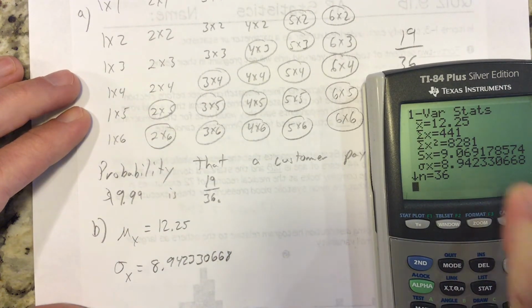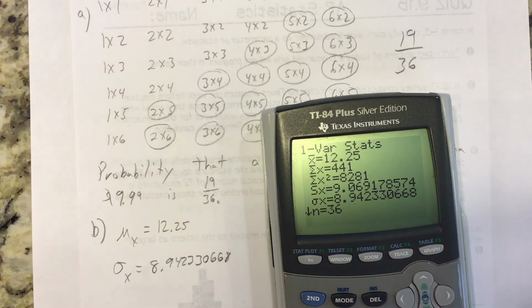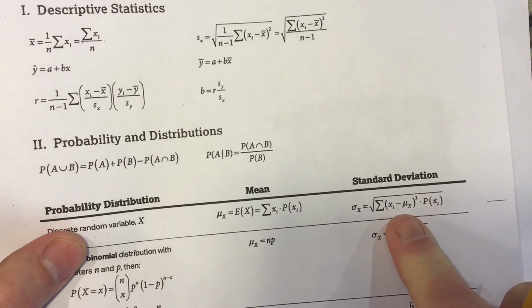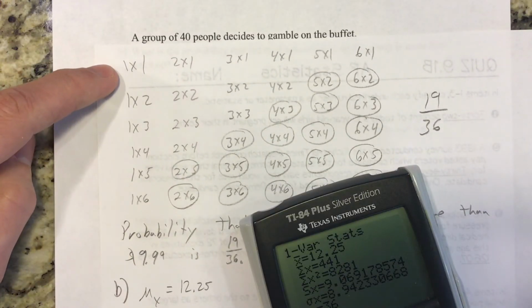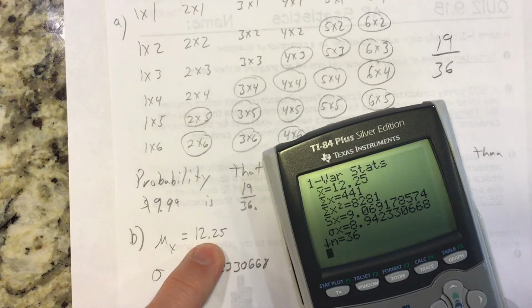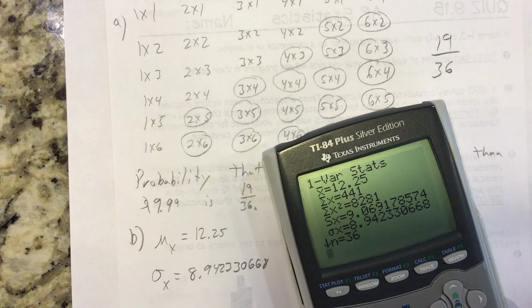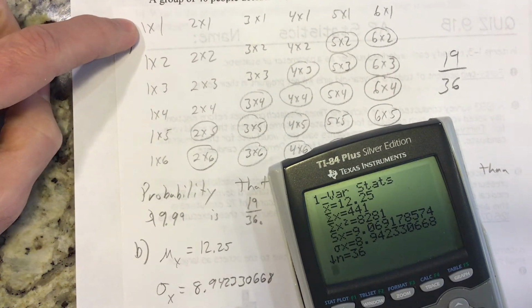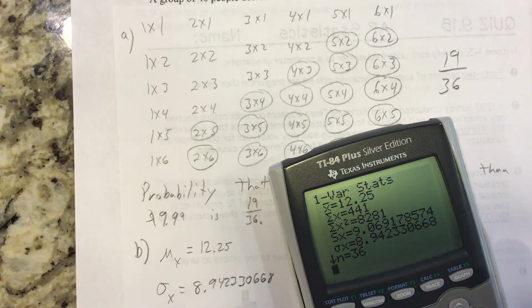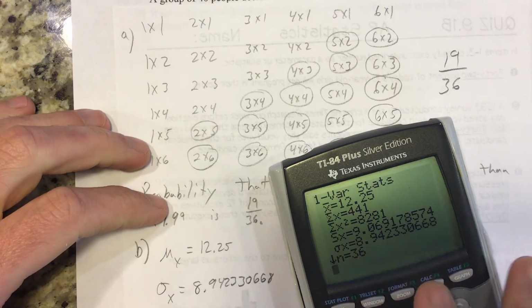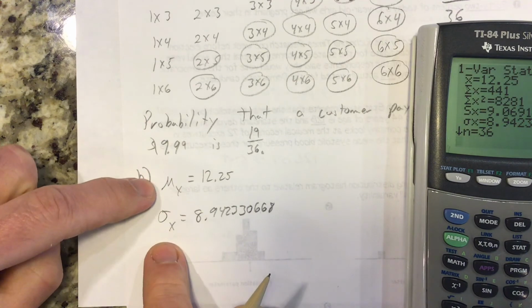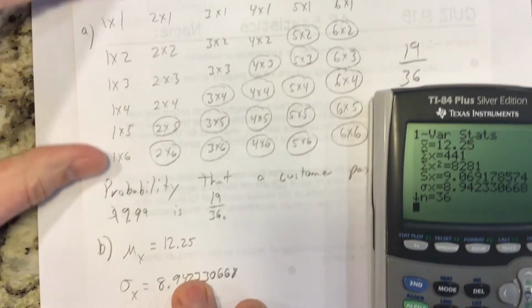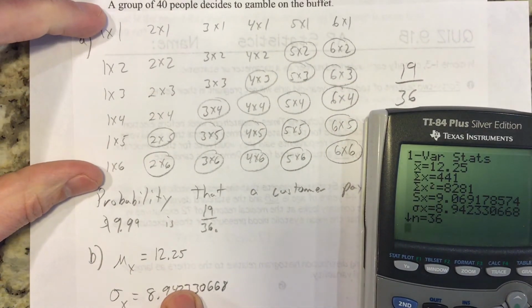Now, to get the standard deviation, remember, it is on the formula sheet right there. What we do is we take each outcome, we subtract the mean of 12.25, and we square that. And we multiply that by the probability of the outcome. Then we take the sum of all of those and square root it. And that's how we got that standard deviation. And notice I'm labeling these with x, not x bar, because these are parameters, right? These are theoretical. They're from the theoretical distribution. They're not sample data.